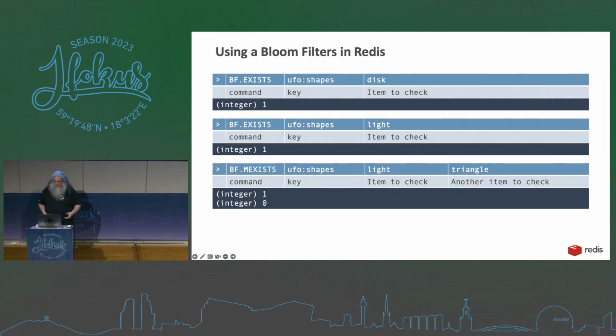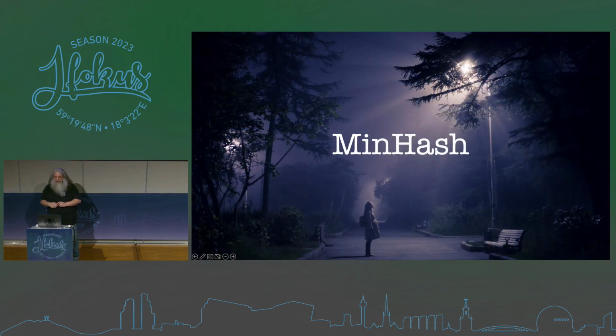So that's a Bloom filter. I'm looking at my time here. I don't think I'm going to do the demo of this, but it's really easy. There's like 3 commands. Reserve, add, exists. That's all Bloom filters do. Let's take a look at MinHash.